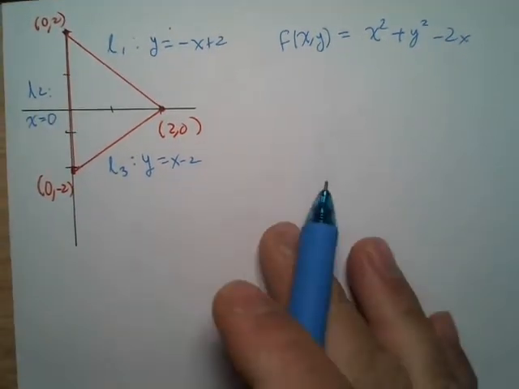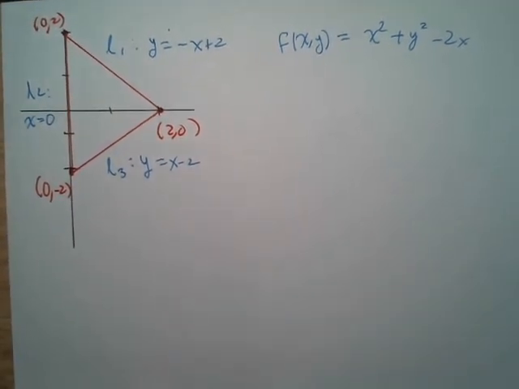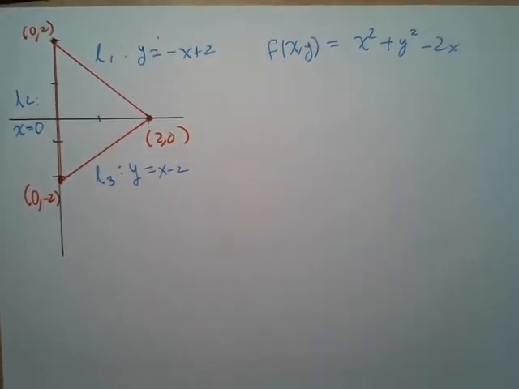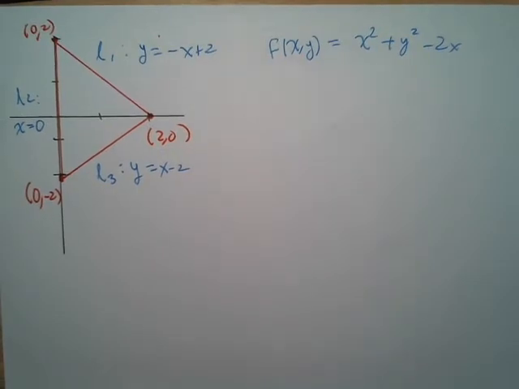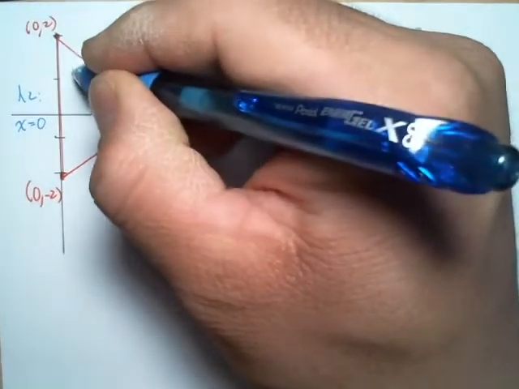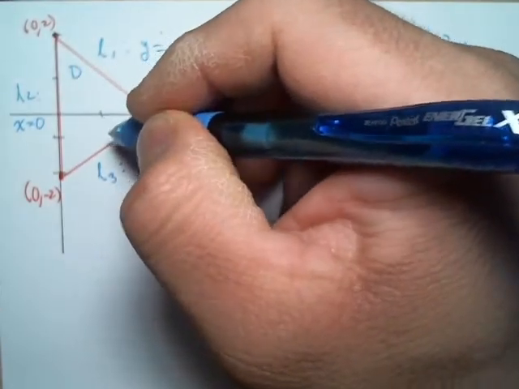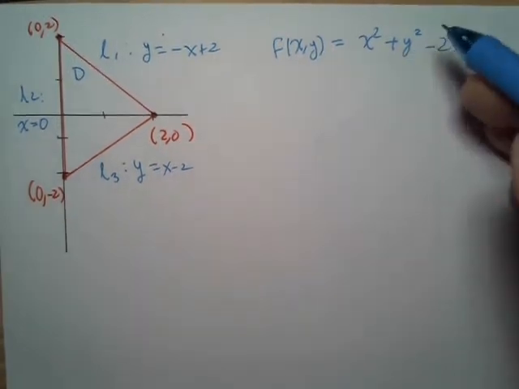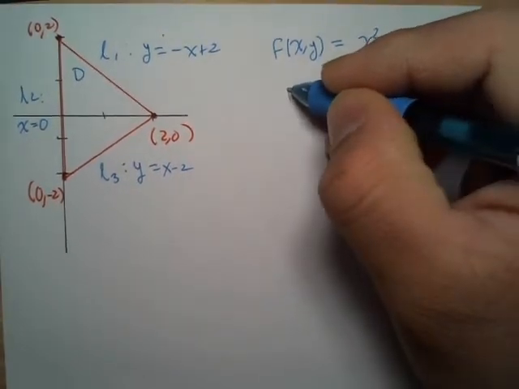Okay, so I'm going to go over this problem where we're asked to find the absolute max and the absolute min. Let's start off first. We'll take the partials. So this is our area, our region D. In this region, we need to find what is the maximum and what is the minimum value of this function here. Okay, so we start off, we find the partials.